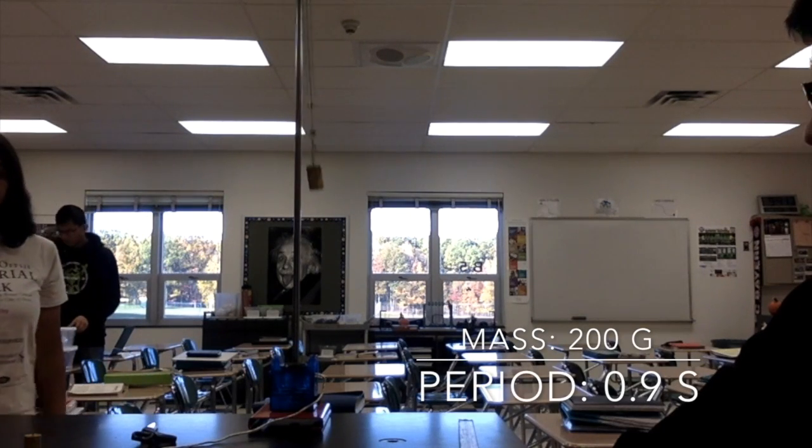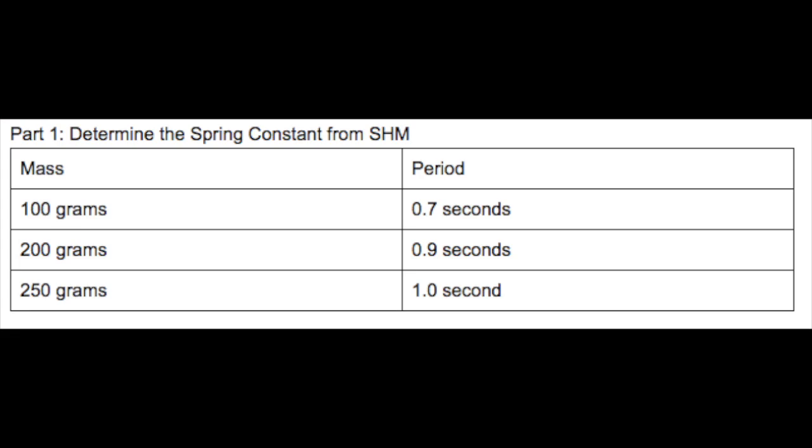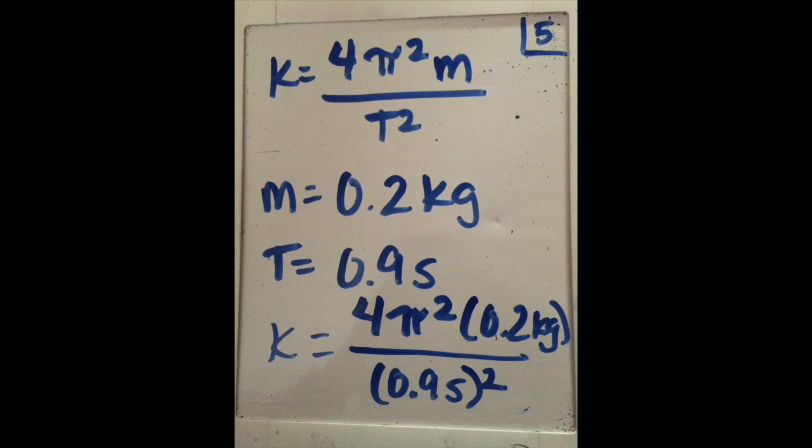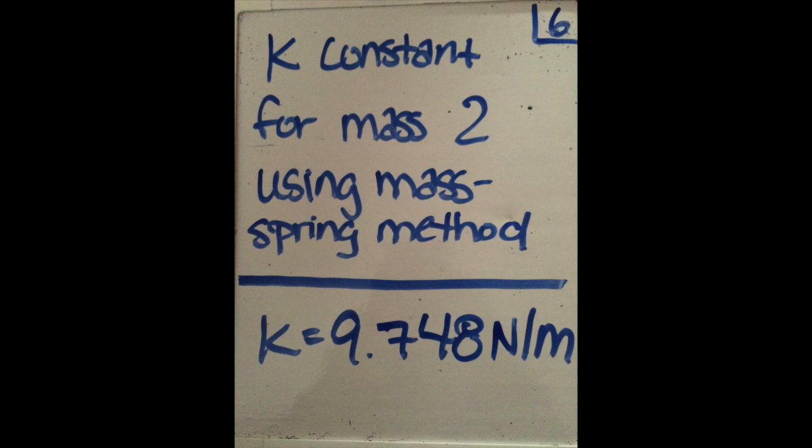Then repeat for a 200-gram mass. The period recorded for the 200-gram mass is 0.9 seconds. To calculate the spring constant using the mass spring method, we put these values into the equation. Here, m is 0.2 kilograms and T is 0.9 seconds. Therefore, the spring constant is 9.748 newtons per meter.